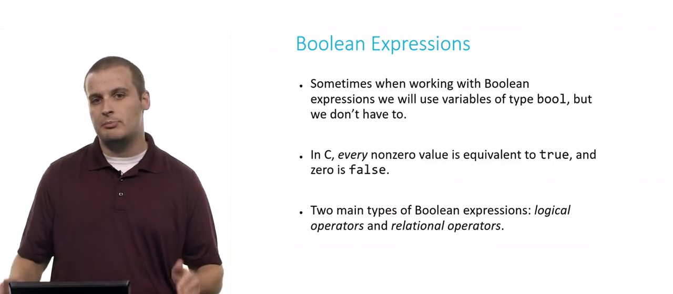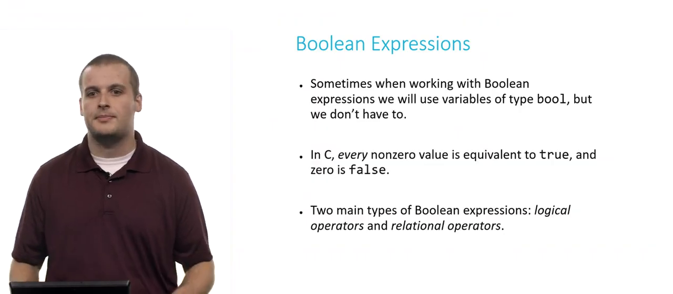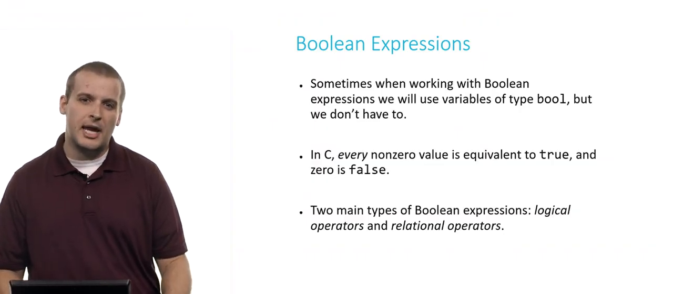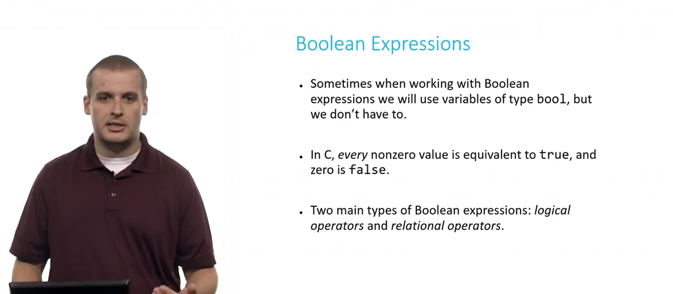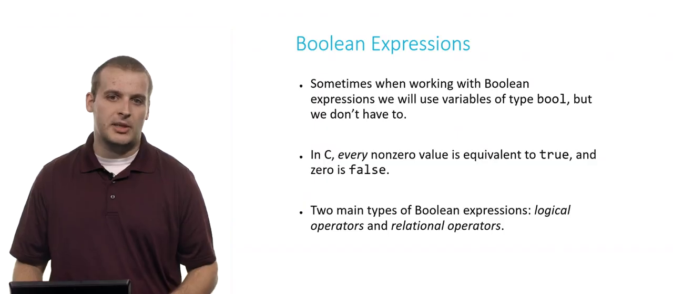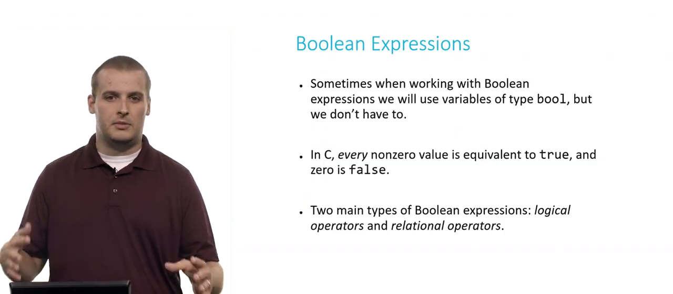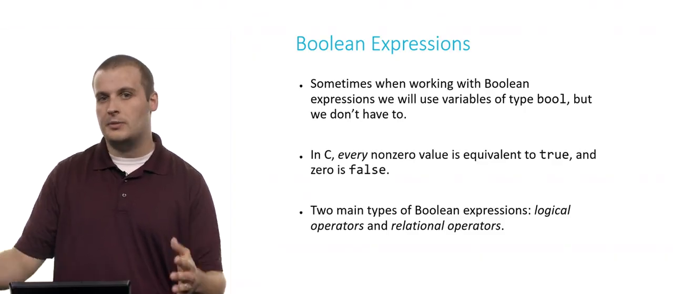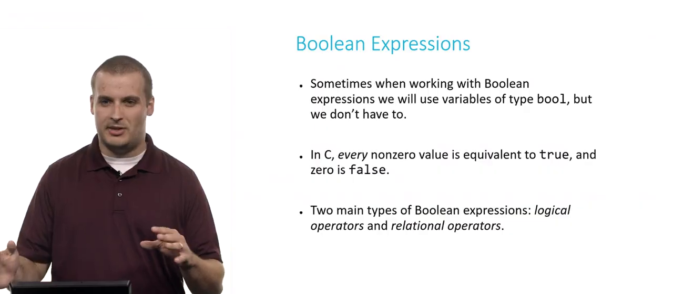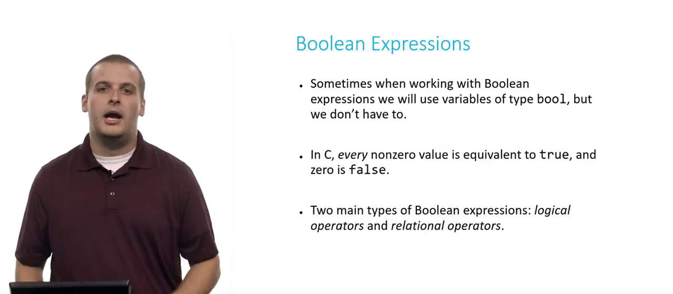This might come in handy later on to know, but just something to keep in mind. We don't always have to use Boolean type variables when we are working with Boolean expressions. There are two main types of Boolean expressions that we'll work with, logical operators and relational operators. The language there is not terribly important. It's really just how I'm grouping them. And you'll quickly realize what a relational operator is based on what they are when we talk about them in a second. But don't worry about necessarily memorizing the term logical operator or relational operator. I'm just using it to group them in a logical way.